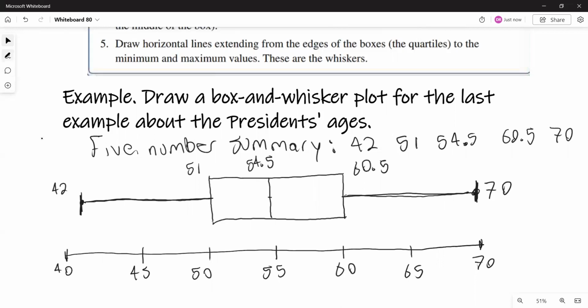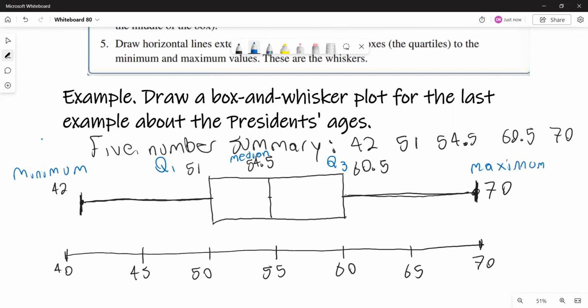And that's it. So this was the minimum, the first quartile, the median, the third quartile, and the maximum. Okay, so that's the box and whisker plot. That's a graphical illustration of the five number summary.